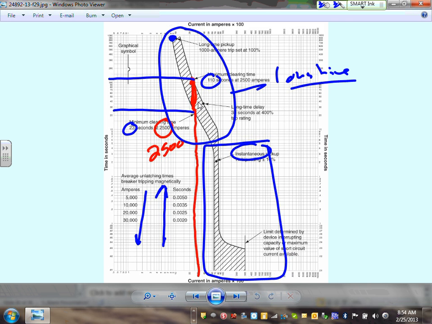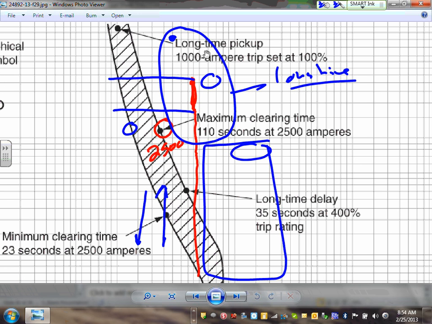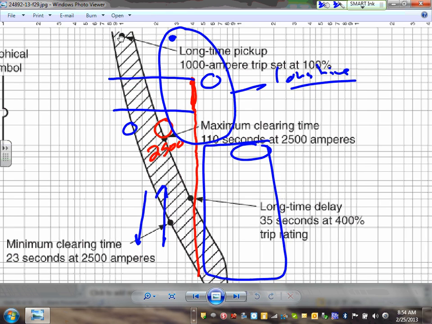Any comments, guys? Any questions about how you read this curve? Anybody does not know how to read this curve? Look at the long time pickup, 1,000 amp. At 1,000 amp, it will trip. Can you guys see right in here?